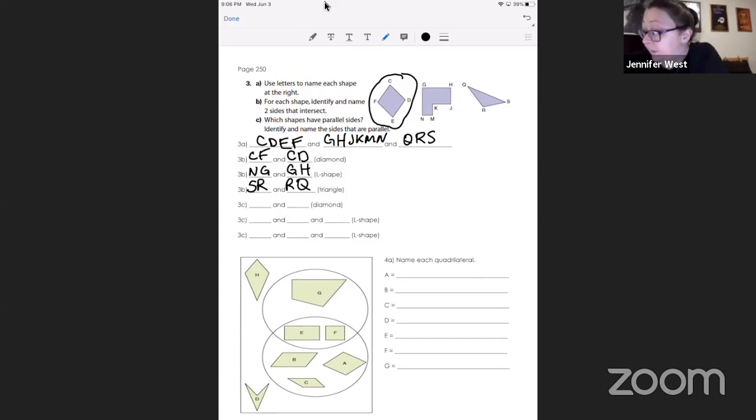And it asks me, which shapes have parallel sides? Identify and name the sides that are parallel. Okay, so EF in the diamond and DC. Also, ED and FC. Okay, I'm looking at 3C now.